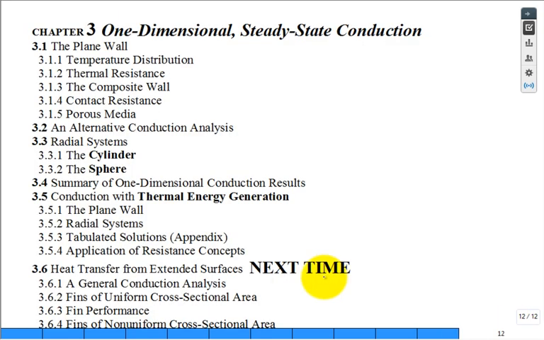Looking into the future, next time we pick up heat transfer from extended surfaces. So please read ahead, stay up to date.